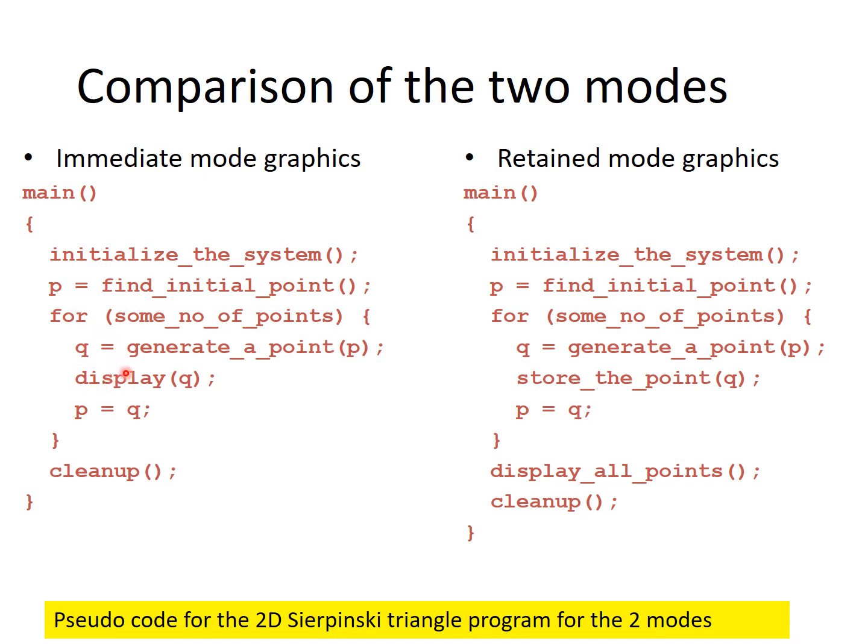Here we have a loop that runs for a certain number of points. This loop also runs for a certain number of points, but here every time a point is generated, it is displayed. But here every time a point is generated, it is stored and not displayed. And once the loop is complete, once all points have been created, they are displayed once, whereas here the point is displayed as soon as it is created. Hence, this requires less communication between the CPU and GPU and results in efficient rendering.